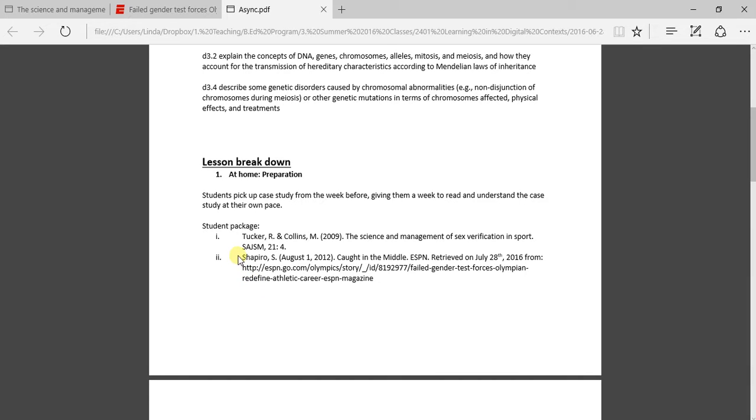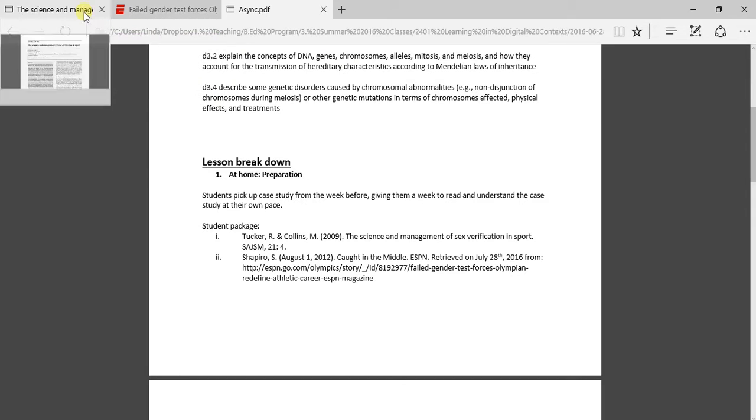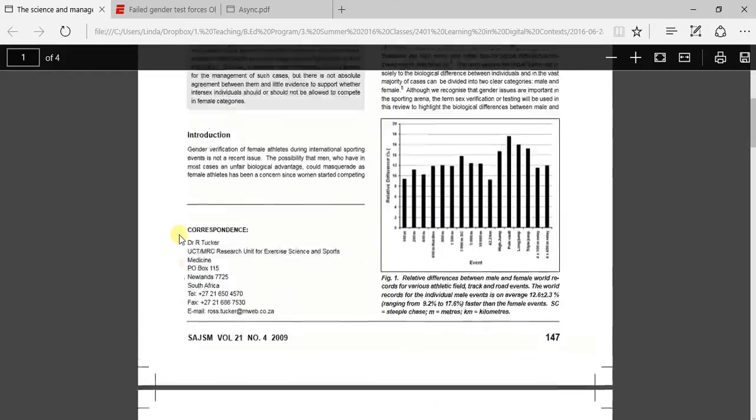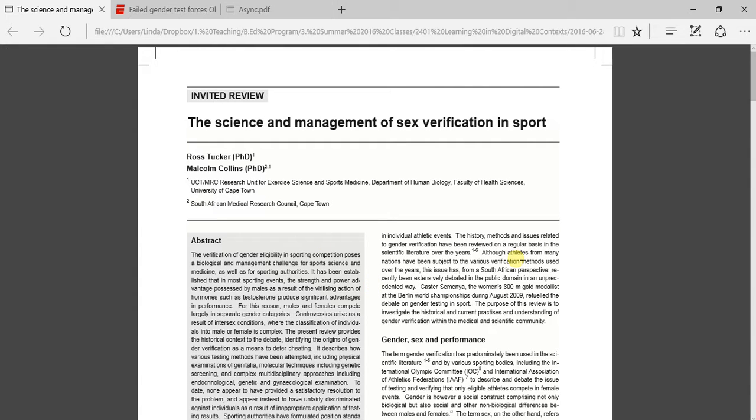We also support that article with the Shapiro article on ESPN, which is a bit of an easier read. So I'll quickly show you both of these articles here. First, the Tucker and Collins paper. You can see here it's a review paper, so it's a little bit shorter, but it is a scientific paper.